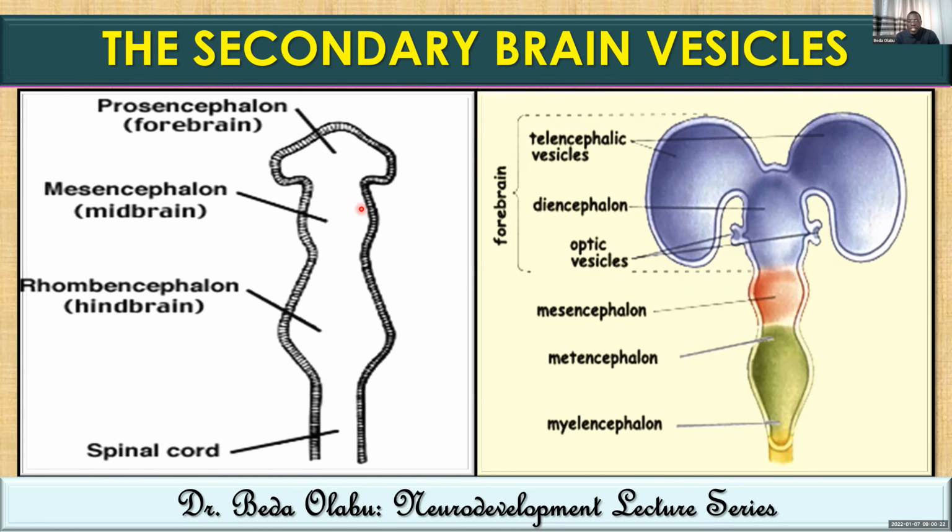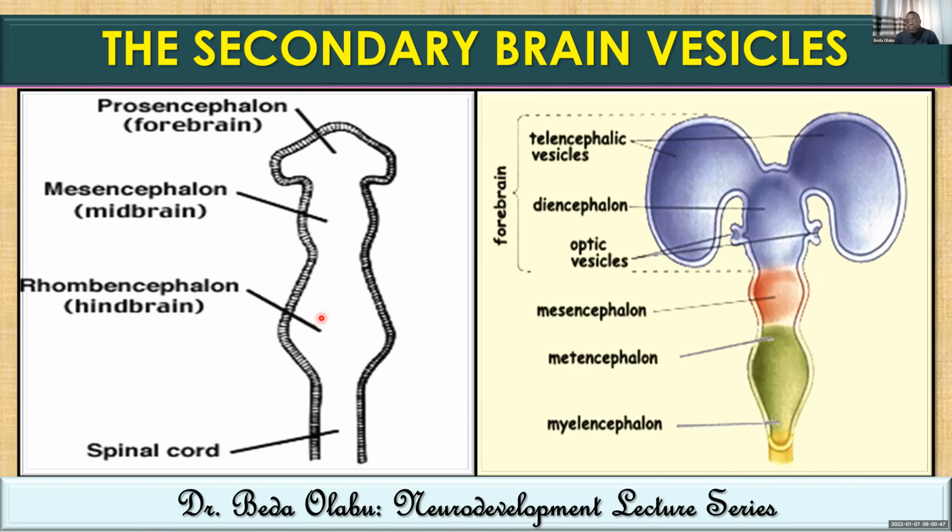Then mesencephalon, which is a primary swelling, does not change. So when you talk of secondary swellings, we also still have mesencephalon. It remains constant. So mesencephalon is both a primary swelling as well as a secondary swelling.